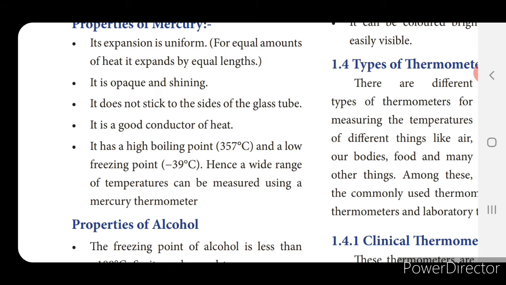In this lesson, this is a very important 5-mark question: write the properties of mercury, or why mercury is used as a thermometric liquid. You have to write all these 5 points. Mercury's expansion is uniform. It is opaque and shining. It does not stick to the sides of the glass tube. It is a good conductor of heat, and it has a boiling point of 357 degrees centigrade and a low freezing point of minus 39 degrees centigrade. Hence a wide range of temperatures can be measured using a mercury thermometer. Wide range means from minus 39 degrees centigrade to 357 degrees centigrade we can measure the temperature.